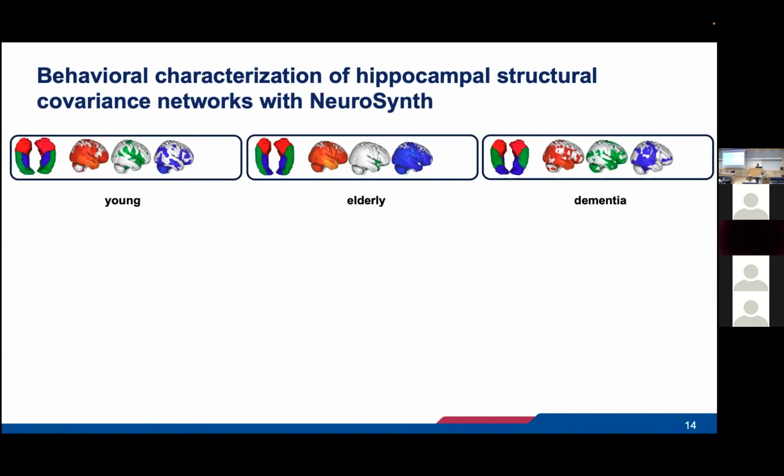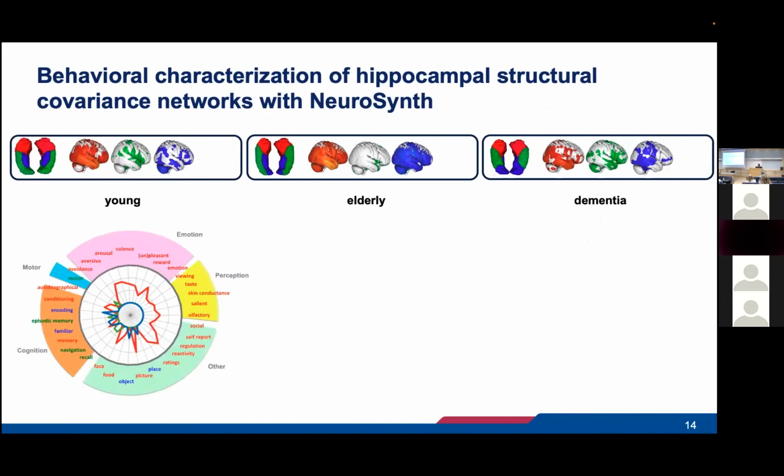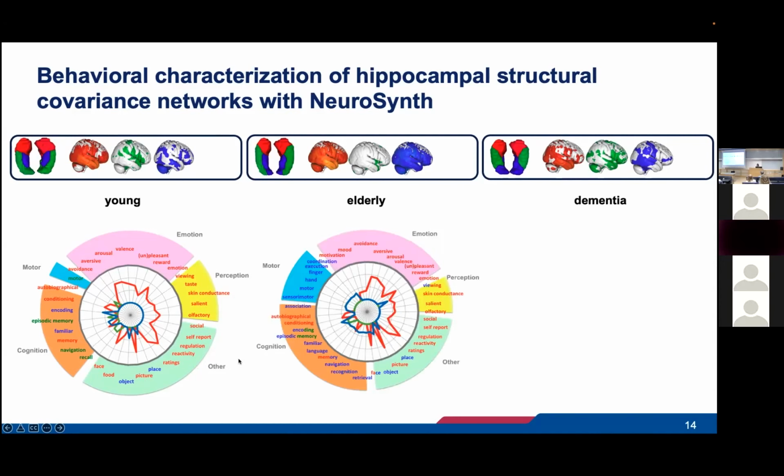In order to understand whether there is any relationship to function and behavior, we did a behavioral characterization using Neurosynth to understand, can we actually describe these networks? What we saw here is that in the young group, we have the anterior hippocampus associated with a lot of behavior related to perception, emotion, cognition, and something like regularity, reactivity, which indicates maybe an automatic response.